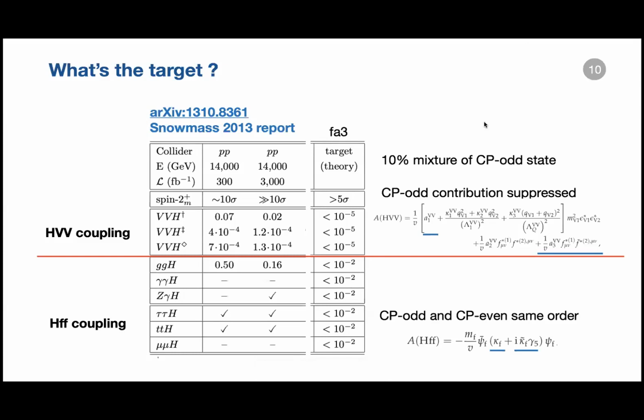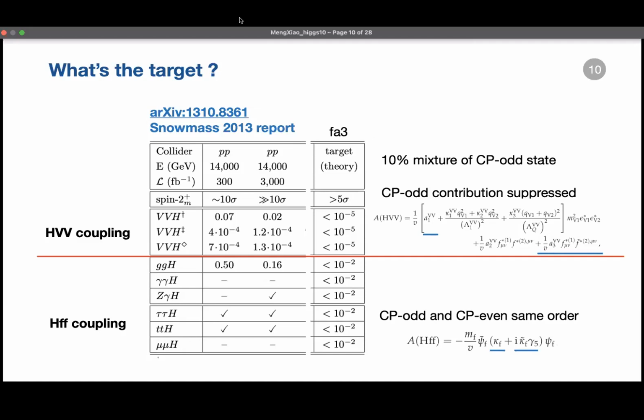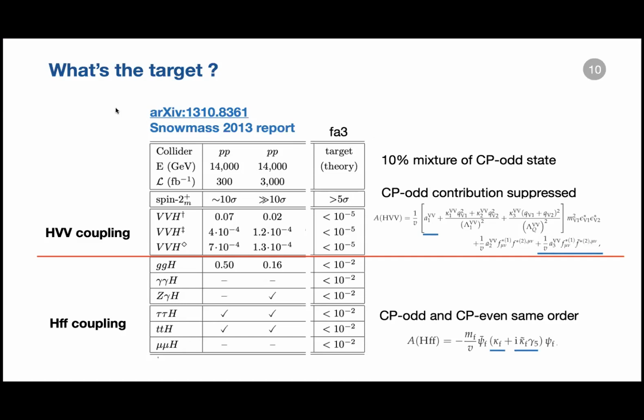So I was talking about this table basically. We want to set up a target: how precisely should we measure the CP odd mixtures? We set the target at 10% mixture from the CP odd state, because it's based on the experimental observations at that time and also plausible theoretical predictions that are compatible with the current measurement but also give an explanation of the matter-antimatter imbalance. But a 10% mixture of the CP odd state means the CP odd cross-section in Higgs VV couplings is down to 10 to the minus 5.